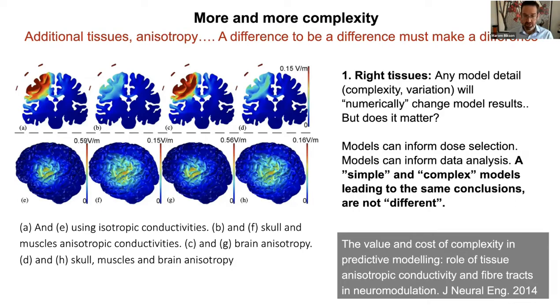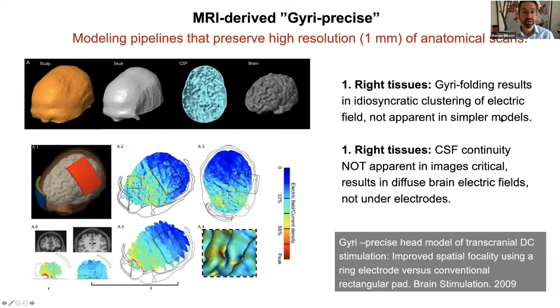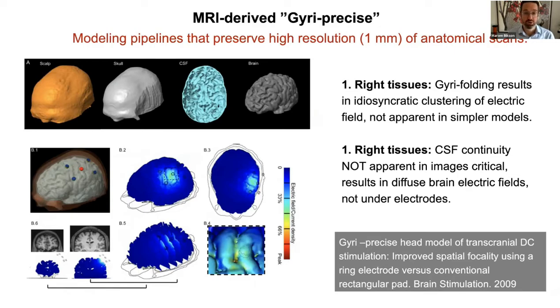And so I think there's a value, as this paper title says, but there's also a cost to complexity. Now, I do think that obviously in some situations, more detailed models have value. Going back, for example, to this earlier paper, where these gyri-precise models with CSF continuity suggested that large pads will not produce focal current flow. This also led us to suggest that maybe using smaller electrodes and maybe putting them in very particular configurations, for example, with a center electrode and 4 surrounds, can produce focal current flow.